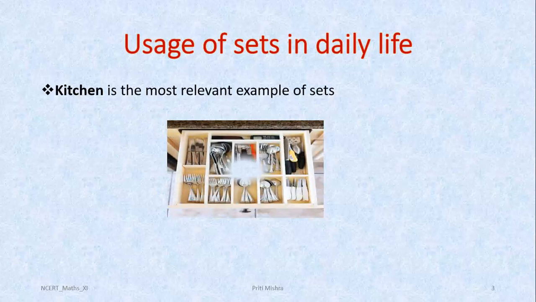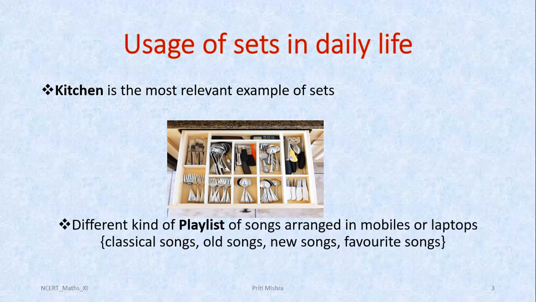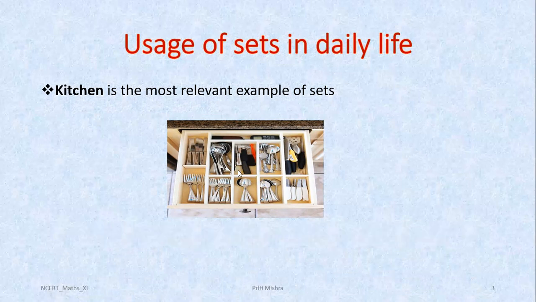Because your mom always keeps sets of similar utensils at a place in the kitchen. As you can see here, all the knives are kept in the same block. All the spoons are in a different block and all the forks are in a different block. Means all these are showing sets of different utensils in our kitchen.